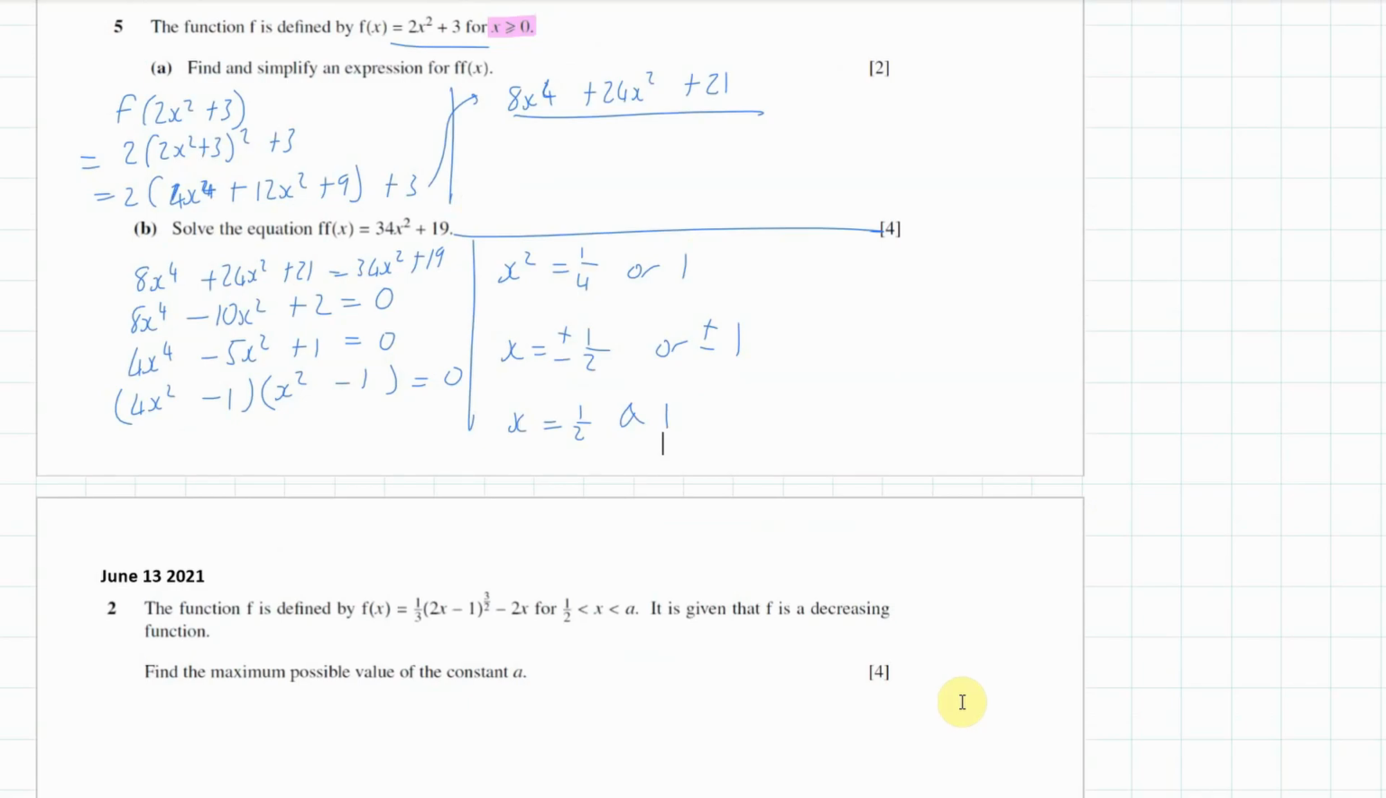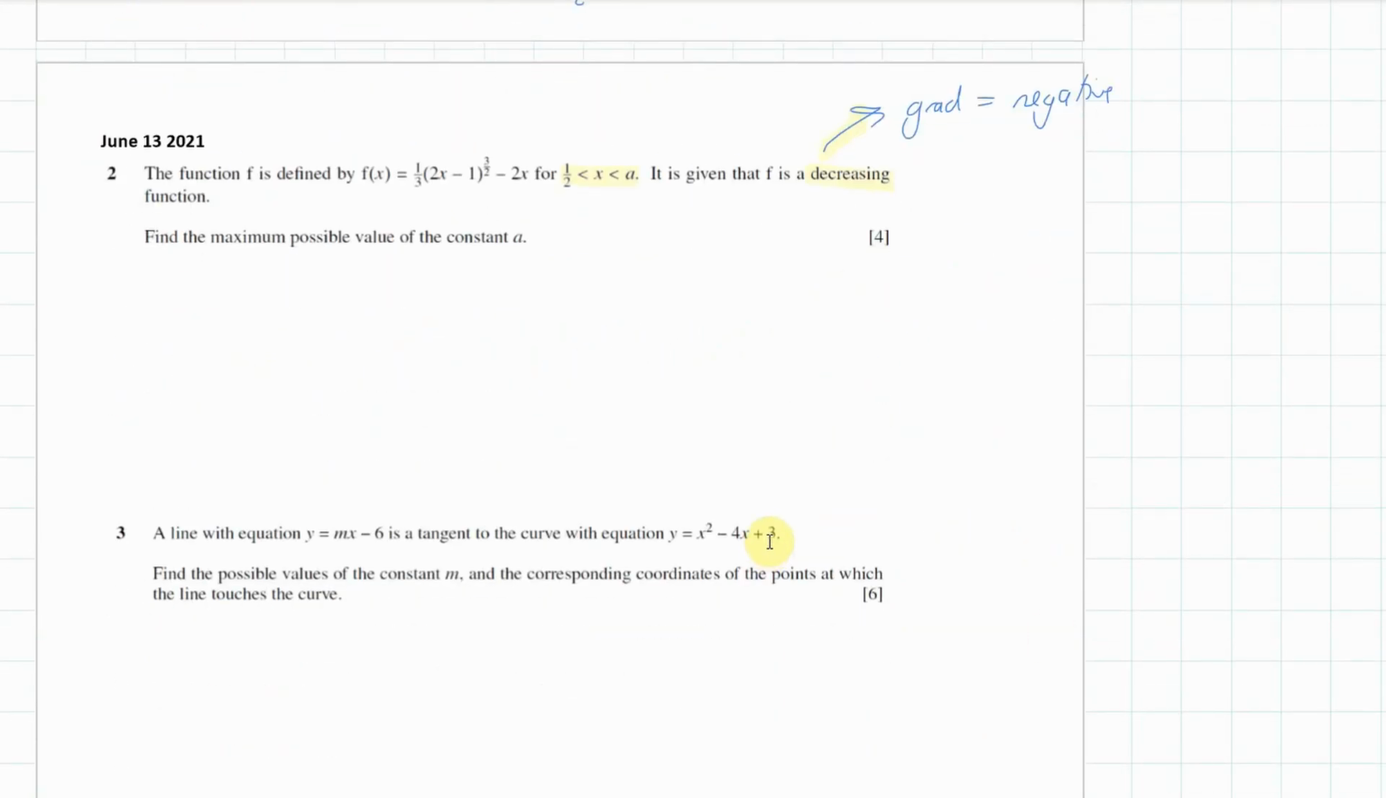Okay. The function f is defined in this manner. And we've got a domain here. And it's given that f is a decreasing function, which means the gradient is negative. This is actually really a differentiation question, but I don't know why. Probably because I saw a function and just assumed it was a function question. But we can do it, right? Let's do it. dy/dx equals, we're going to take this, we're going to times it by the 2, and then times it by the third.